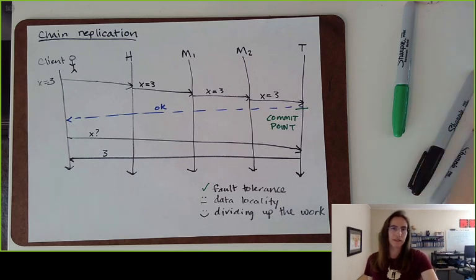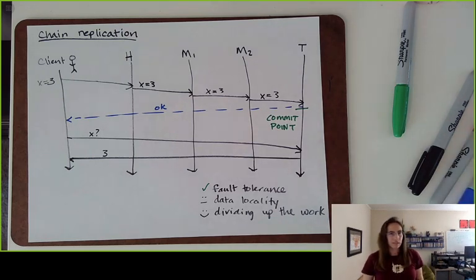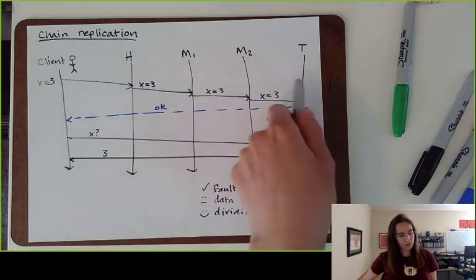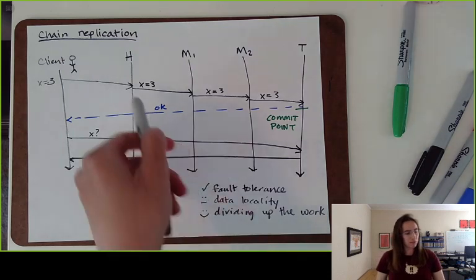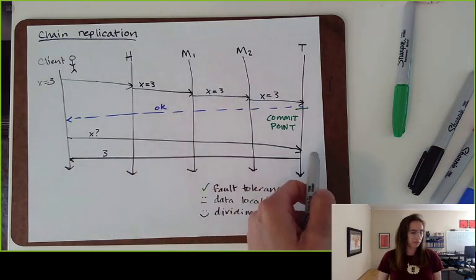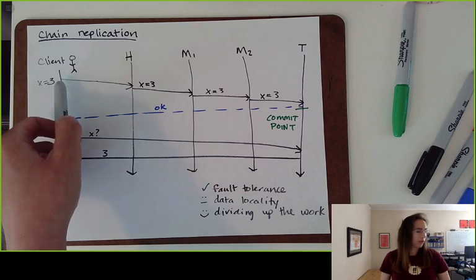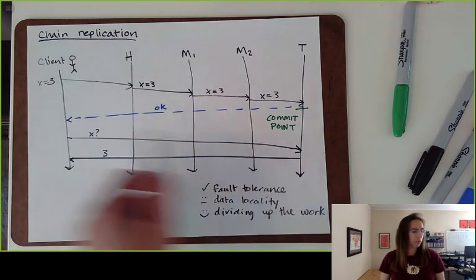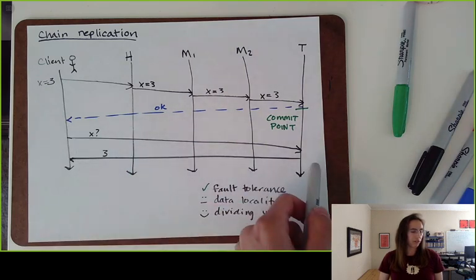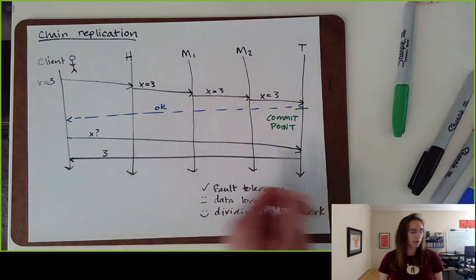So, there's a great question here. How do these replicas know who's next in the chain? Yeah, so there had better be some way for the replicas to know who's next, right? And there had better be a way for the client to know who the head of the chain is and who the tail is, because those are the ones that the client is going to have to be talking to. So, there's going to have to be some way for everybody to know who's who.